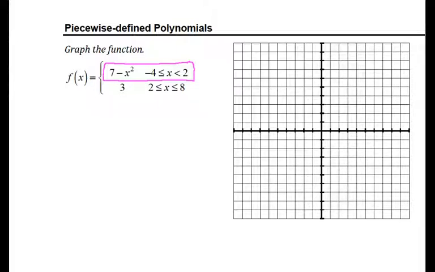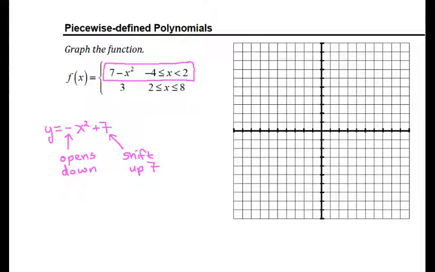So we will first take a look at y equals 7 minus x squared, which I'm going to rewrite as y equals minus x squared plus 7. This makes it a little bit easier to see what the transformations are. The minus in front of x squared is a reflection about the x-axis, which makes the parabola open down. The plus 7 is a vertical shift up 7 units.